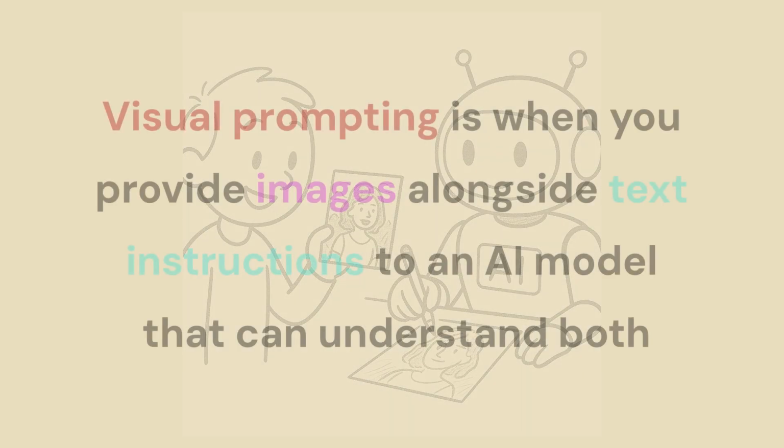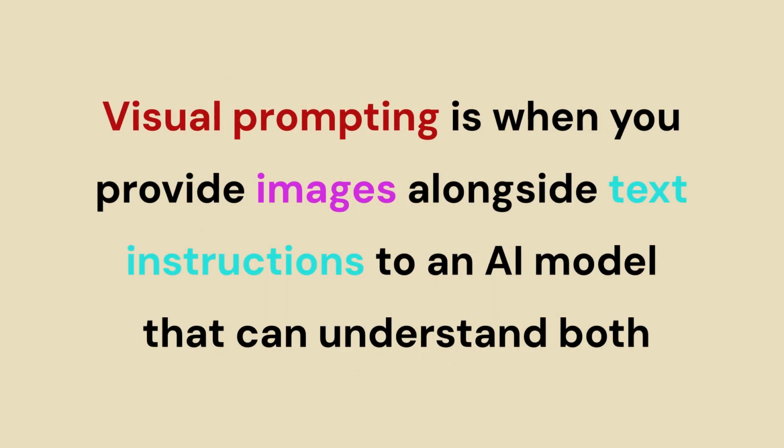Visual prompting is when you provide images alongside text instructions to an AI model that can understand both, like ChatGPT-4 with Vision, Claude, or Gemini. These models can analyze images, understand their content, and use that as context for the prompt. It's a game changer for tasks where visuals matter.